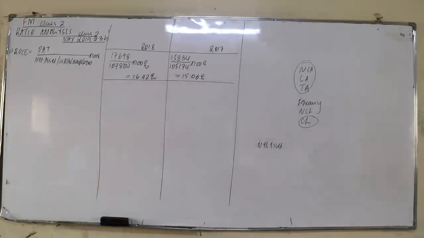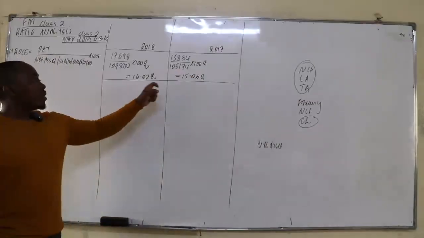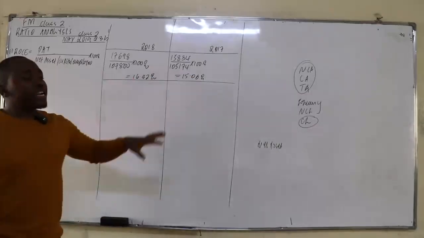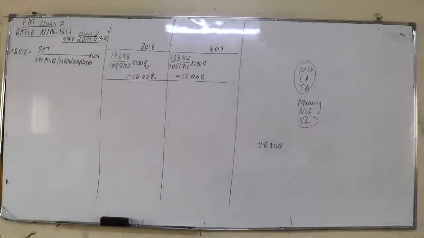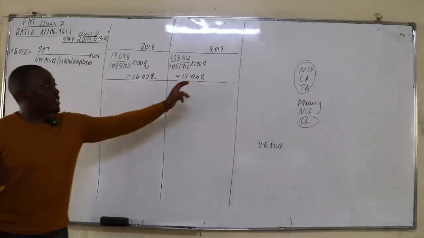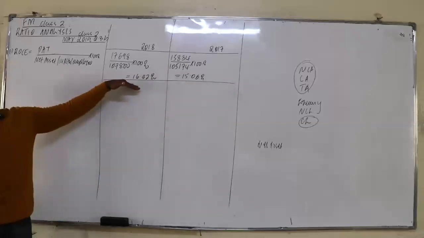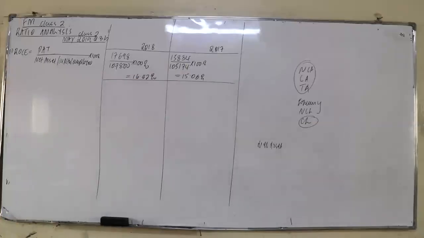That's what we call trend analysis. You are comparing the performance of a given period. Is it increasing or decreasing? It is increasing. The return was 15% and has increased to 16%. So we can comment that the performance of the company is increasing over time. Good. Number 2 of the question.